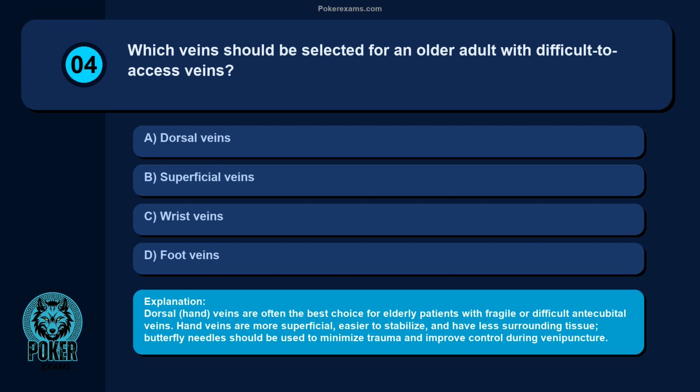Dorsal, hand, veins are often the best choice for elderly patients with fragile or difficult antecubital veins. Hand veins are more superficial, easier to stabilize, and have less surrounding tissue. Butterfly needles should be used to minimize trauma and improve control during venipuncture.